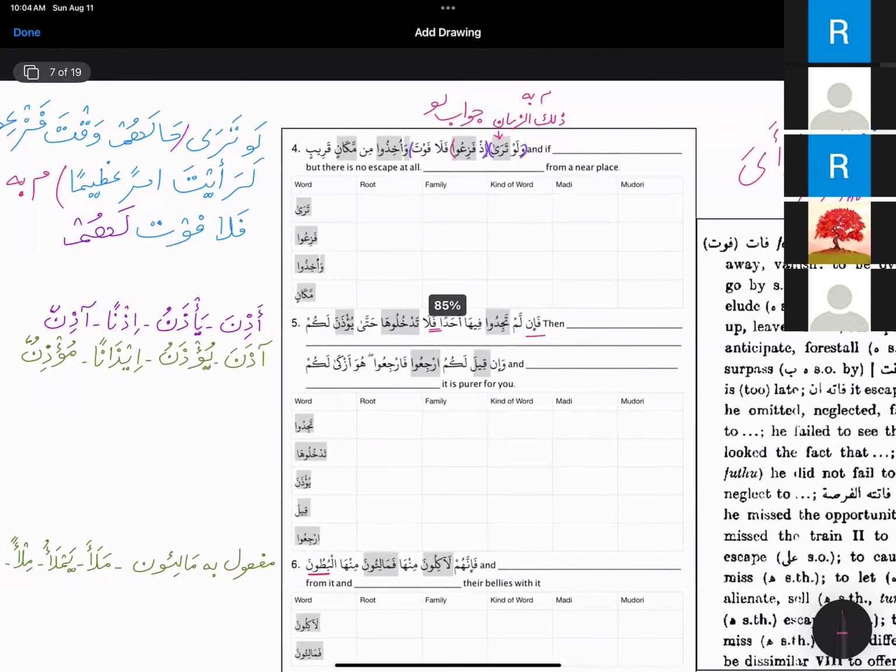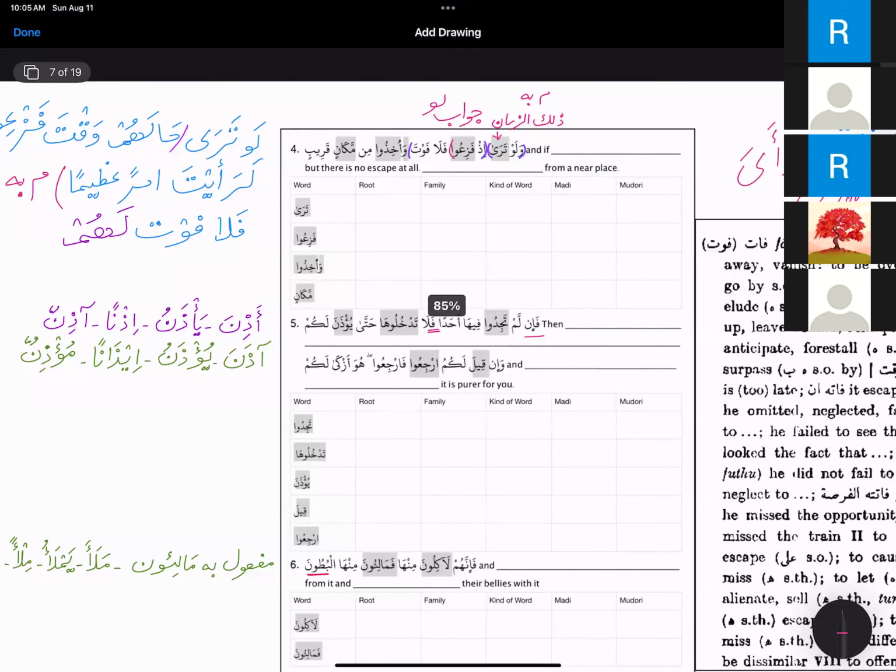Wa ukhidu, and they will be seized, taken over or captured, min makanin qarib, from a very near place. You know that sometimes if police are chasing someone, they come from a very far place because they don't know where the person is. First of all, they need to make sure where they are, and they come from different places. But over here it is a picture that for angels it's not difficult to spot them, so they will be captured from a very close place. So this is the scene over here.